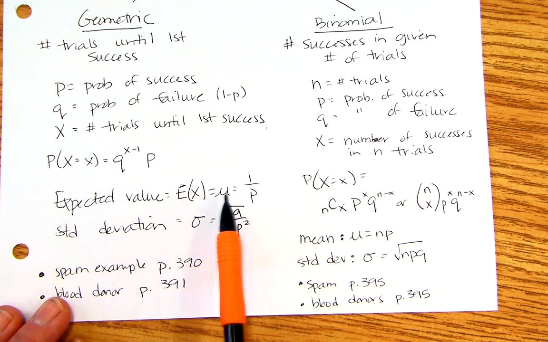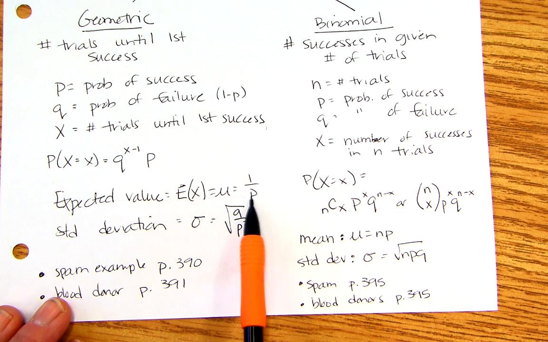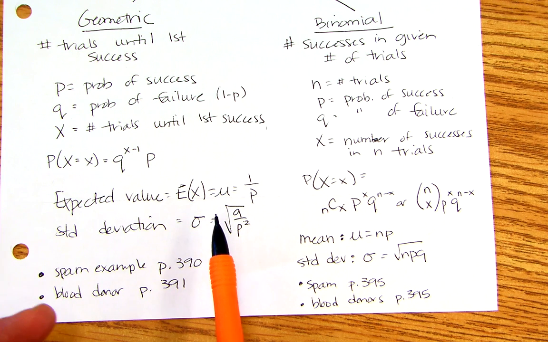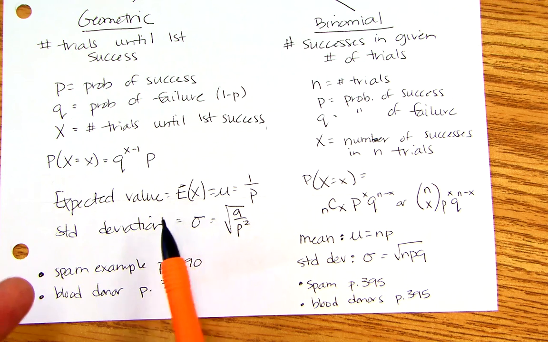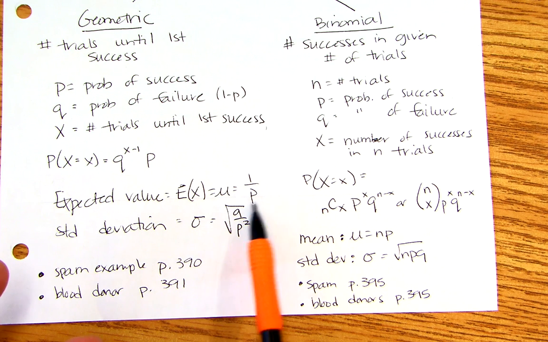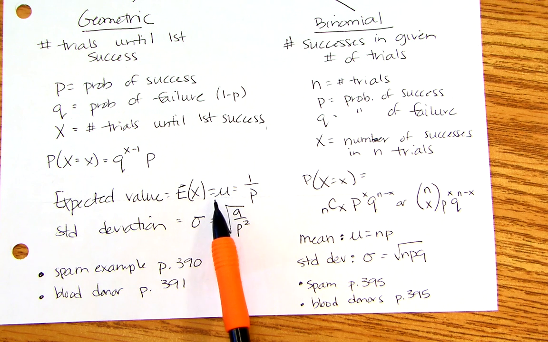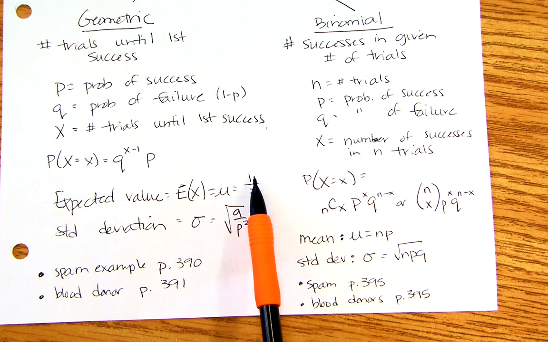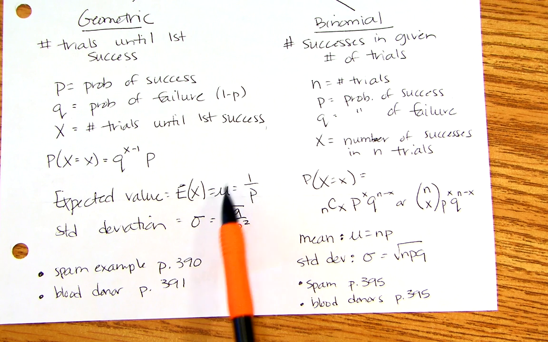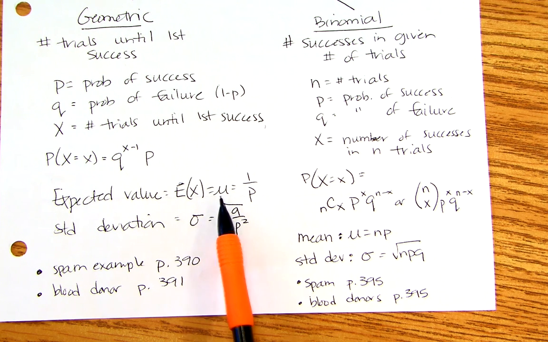We have an expected value, which is the mean, which is 1 over the probability. If it's a 20% probability, that's 1 in 5. So how many people, for example, and one of these is about blood donors, do you expect to test before you get a universal donor? If it's 1 in 5, you'd expect to test 5 people. Standard deviation is the square root of Q over P squared.